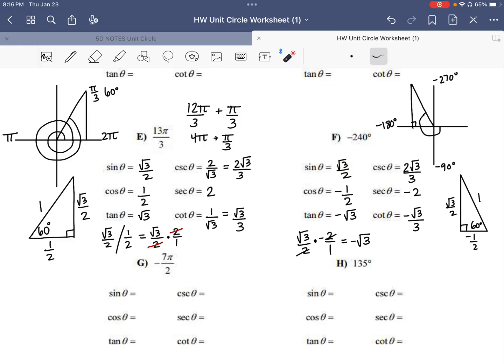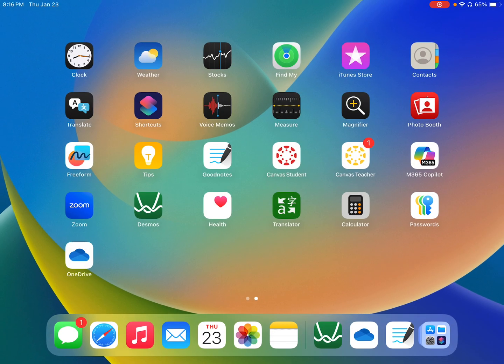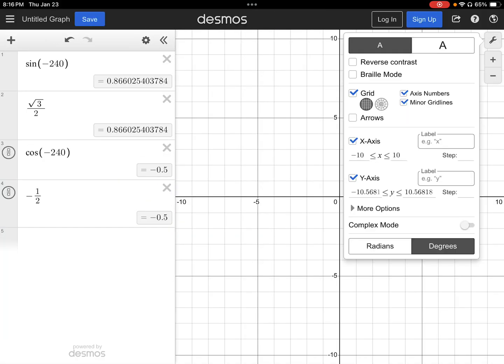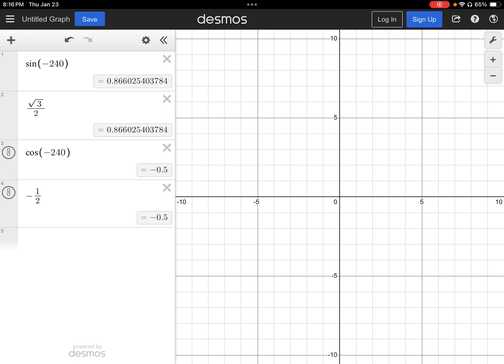But what I do want to do is show you that if I use a calculator, we're going to get the same answers that we just got here. So I'm going to take the sine and cosine of negative 240 degrees and let's see what happens. When you take your calculator, make sure this is in degrees. So look what happens here. If I put the sine of negative 240 degrees, my calculator spits out 0.866025 and so on.